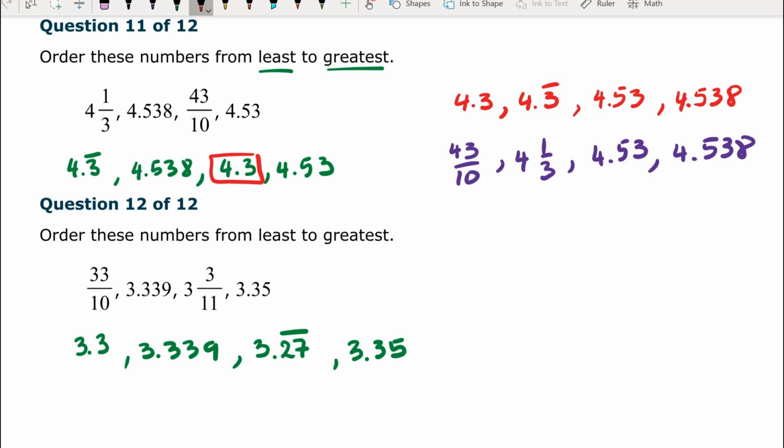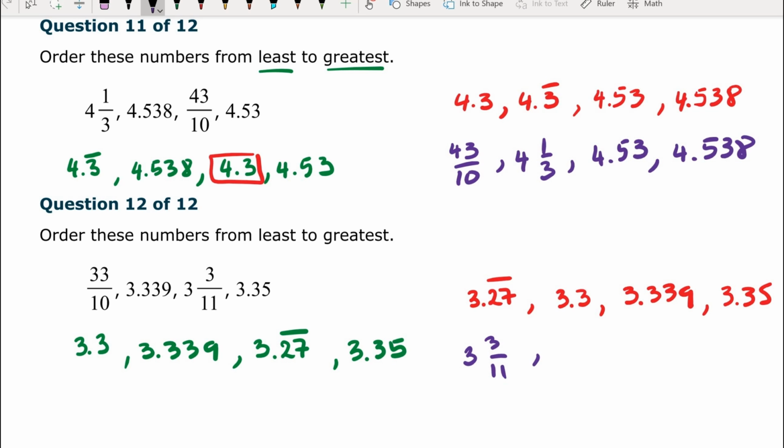We're going to put them in order, least to greatest. So 3.27 repeating is less than 3.3, and 3.3 is less than 3.339. And the last one is 3.35. Then we bring them back to the original form. That will be 3 and 3 over 11. Then 3.3 is 33 over 10. And this is 3.339, and this is going to be 3.35.